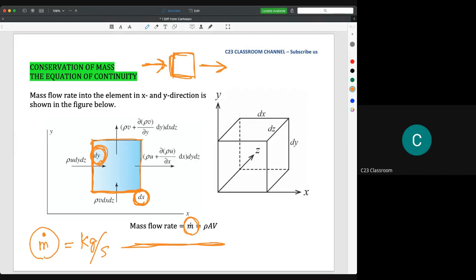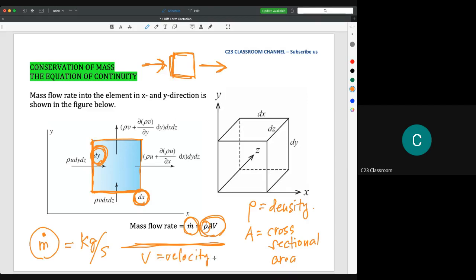Another equation to calculate the mass flow rate is rho A V. Which is the rho here? Rho is the density, so I hope you understand what density is. A is the cross-sectional area, and V here is the velocity. Another thing you should know is that the A here is a cross-sectional area which is perpendicular to the velocity. So if you have a pipe here, for sure the velocity will flow like this.